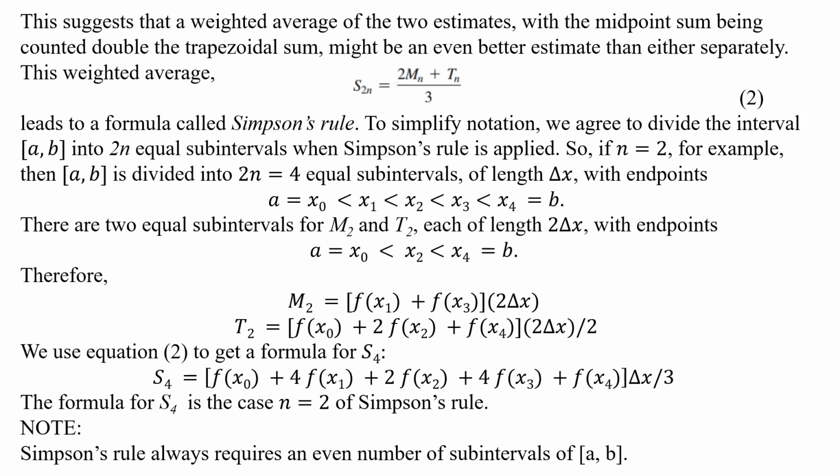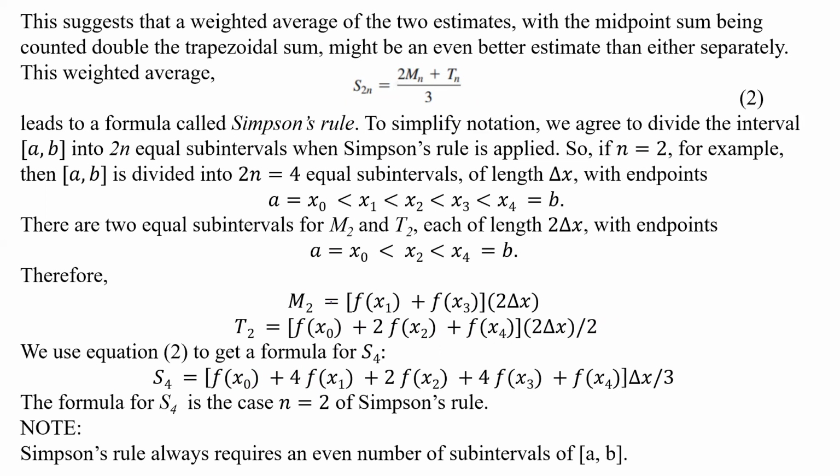Now, there are two equal subintervals for M2 and T2 of length 2 delta x with endpoints. We have a to b of 0 to 4. And so, therefore, we have M2, since we're using n as 2, is just f of x1 plus f of x3 times 2 delta x. T2 is f of x0 plus 2 f of x2 plus f of x4 times 2 delta x divided by 2.